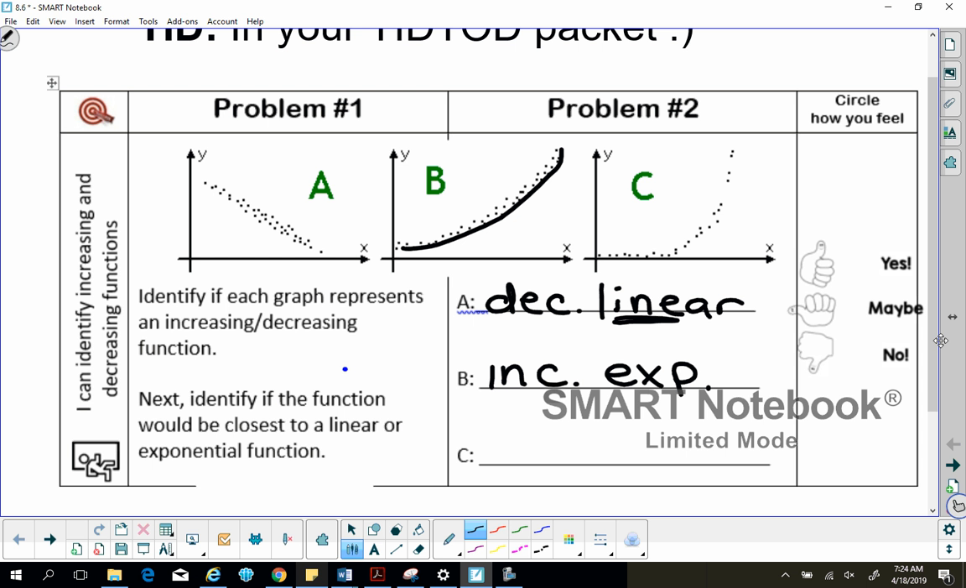And then Jasmine, what's the last one? Increasing? Perfect. Because it's going up and it looks like a curve. Perfect. So, circle how you feel about that. That was pretty straightforward. Today we're learning about correlation coefficients. This lesson's pretty straightforward, but a lot of people struggled on this one too, just like yesterday's.